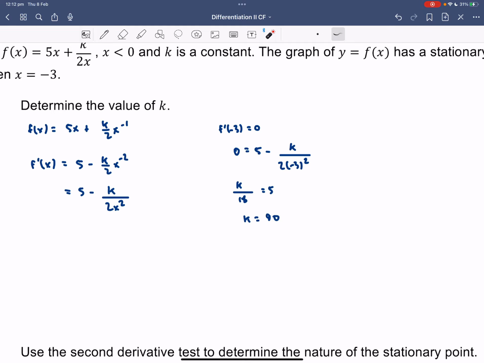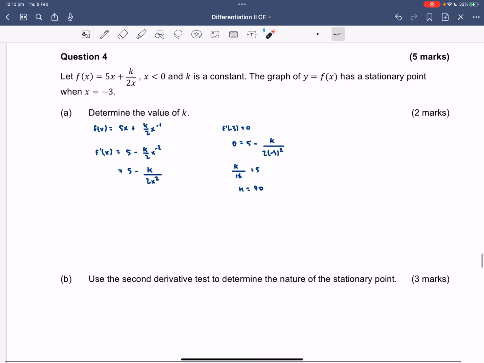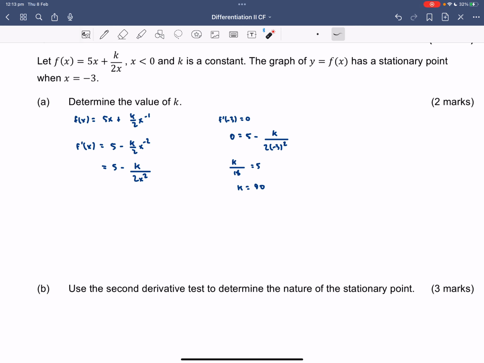Let's just check what happens when we sub 3 into here. 5 take 90 on 2 times 3 squared. 3 squared is 9, 9 2s are 18, 90 divided by 18 is 5. Yep, everything works out great. So the value of k is 90. All right, so that is the value of k.